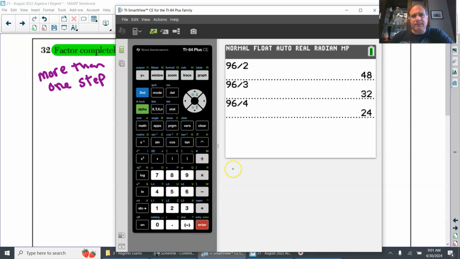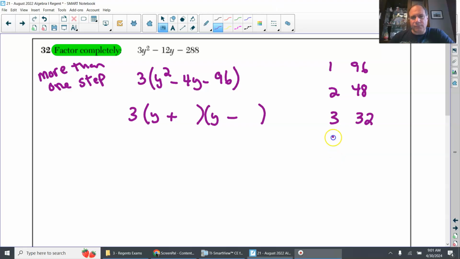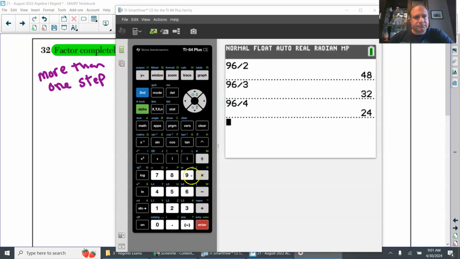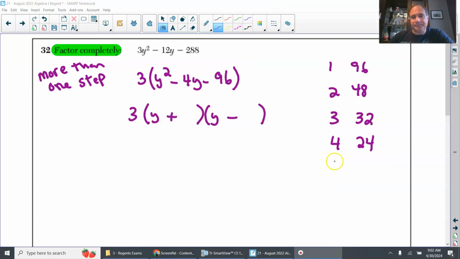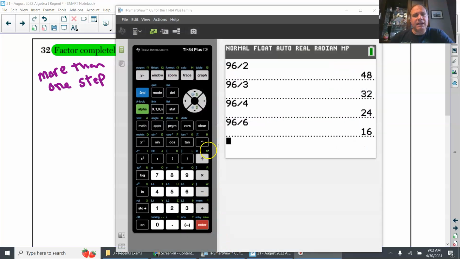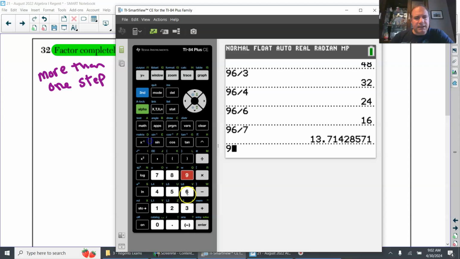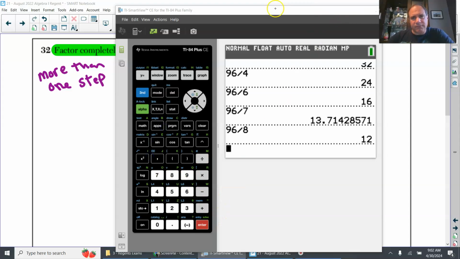And 96 divided by 4 is 24. So 4 and 24. That still can't make 4. 96, I'm going to skip 5 because I know that doesn't go in. And 16. That's still no good. Doesn't make 4. You can't add to make 4. So 96 divided by 7, I don't think that's going to work. No, it doesn't. 96 divided by 8. Let's see if that works. 8 and 12.